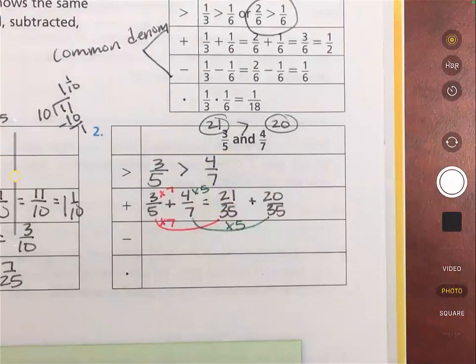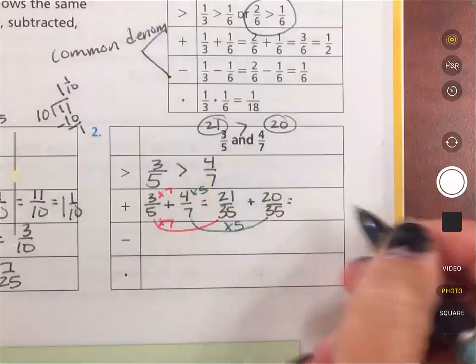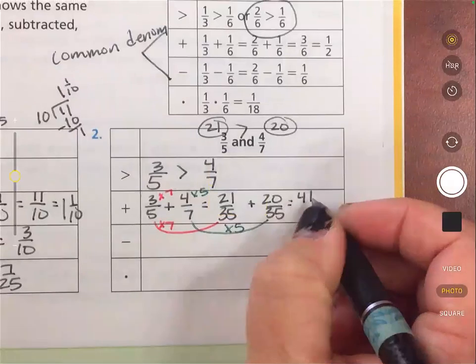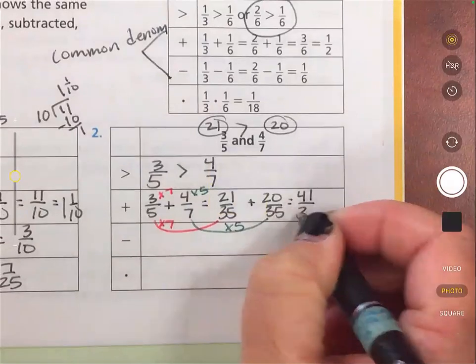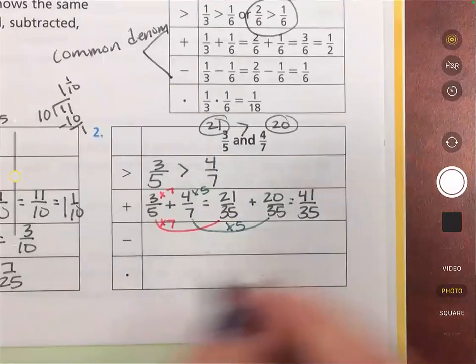21 over 35 plus 20 over 35. What's that going to equal? 41/35. You guys got it. I love it. 41/35. Can I end my answer that way? No. 1 and 6/35.